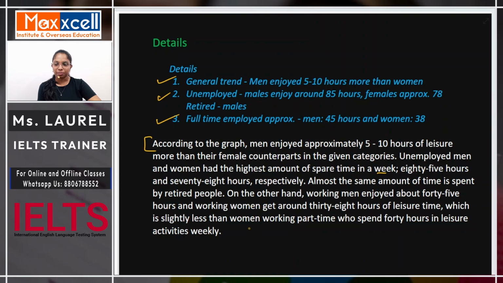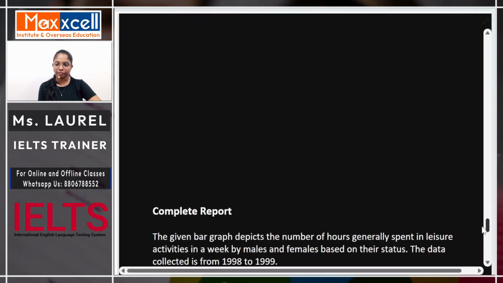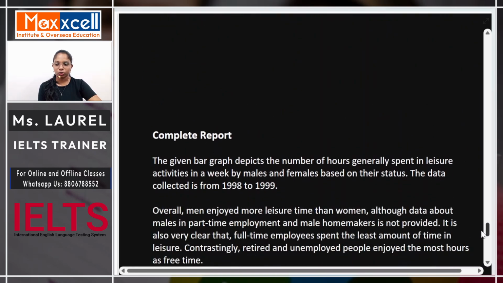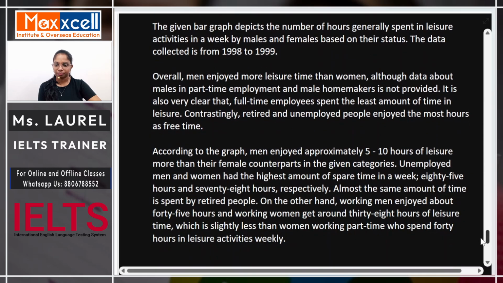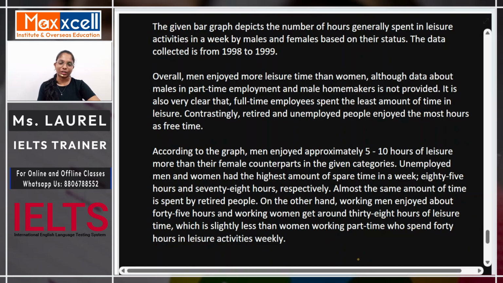So this is a complete report for the graph. And now I have not included a summary, so here is the complete report. You can save this video for future use, so when you are practicing for your writing task and writing a bar graph report, then you can refer to this video and it will definitely help you to write your own report. So this is it. You can also take a screenshot. This is a complete report.